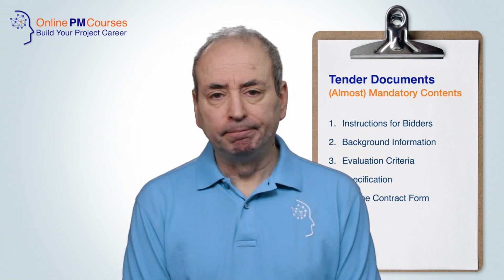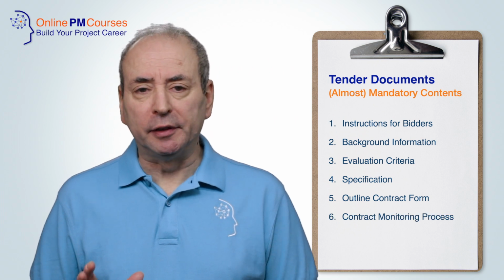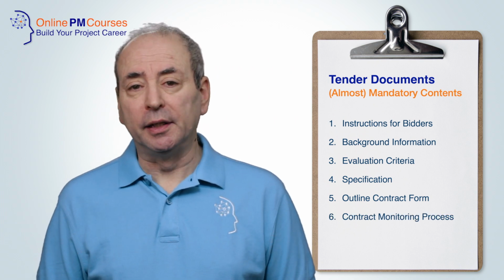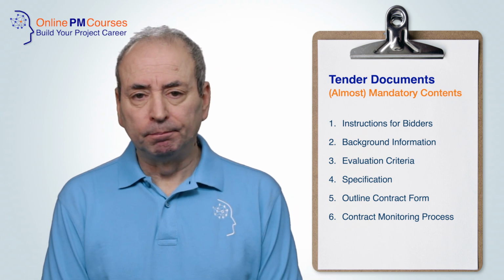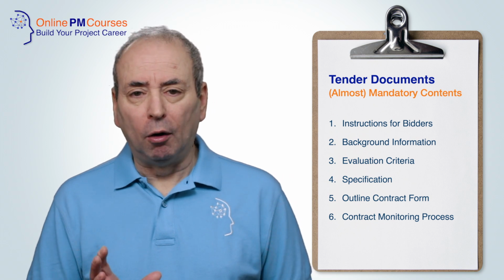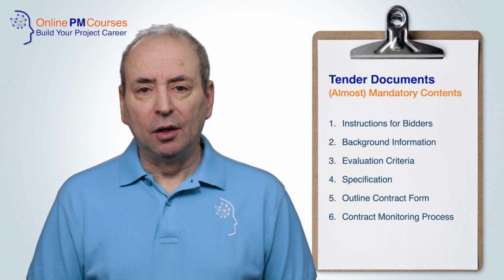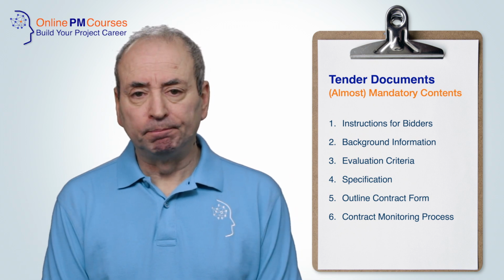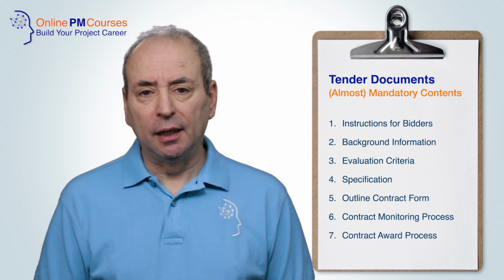be written under. At number 6, I'd expect to see a contract monitoring section, although it may be included in either of the previous 2 sections that I've discussed. It sets out how you propose to monitor the performance of the successful bidder, either in delivering services or in delivering products. And finally, at number 7 is the contract award process.